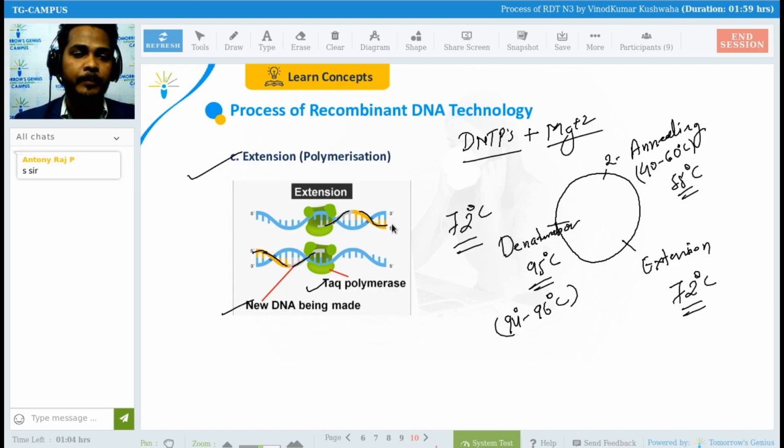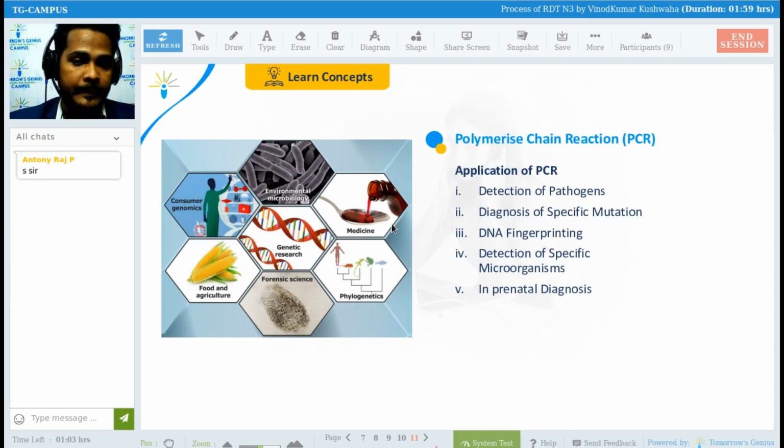So this is a very simple procedure through which we can multiply our desired DNA. Now let's understand the application of this PCR. PCR is used in various fields, and its application is of a very broad spectrum. Can anyone tell me the most common and recent use of PCR? We recently used PCR for what purpose? And everyone performed this.